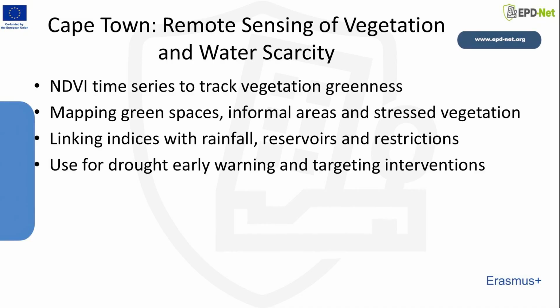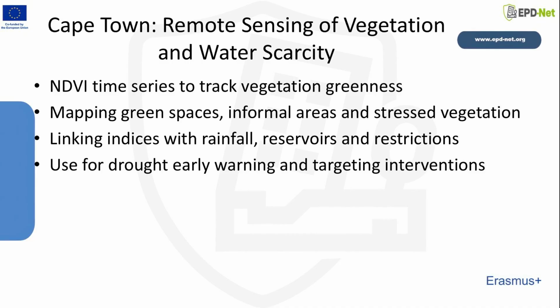We show in detail how remote sensing has been used in Cape Town to monitor vegetation and water scarcity. Time series of NDVI derived from Landsat or Sentinel-2 imagery allow analysts to track changes in vegetation greenness, which can serve as a proxy for soil moisture, irrigation practices and ecological stress across the metropolitan area. By mapping green spaces, informal settlements and peri-urban agricultural areas, NDVI and related indices reveal where vegetation is declining, remaining stable or recovering during and after drought periods.